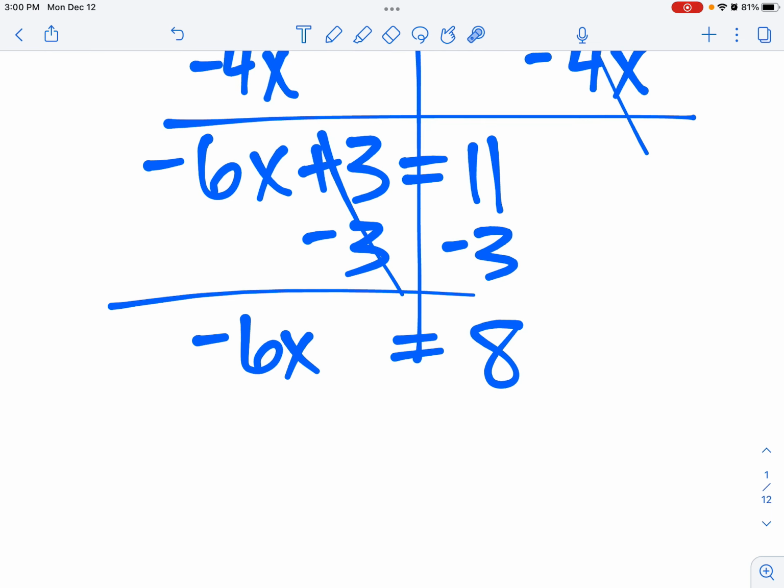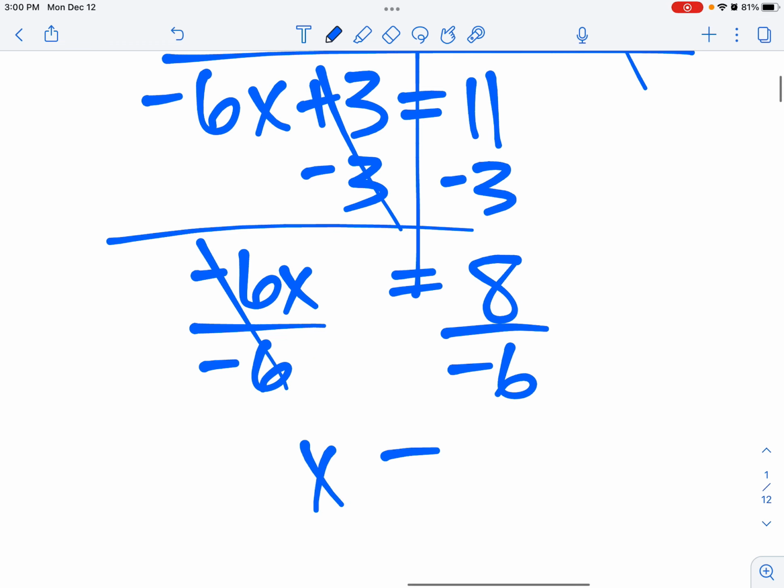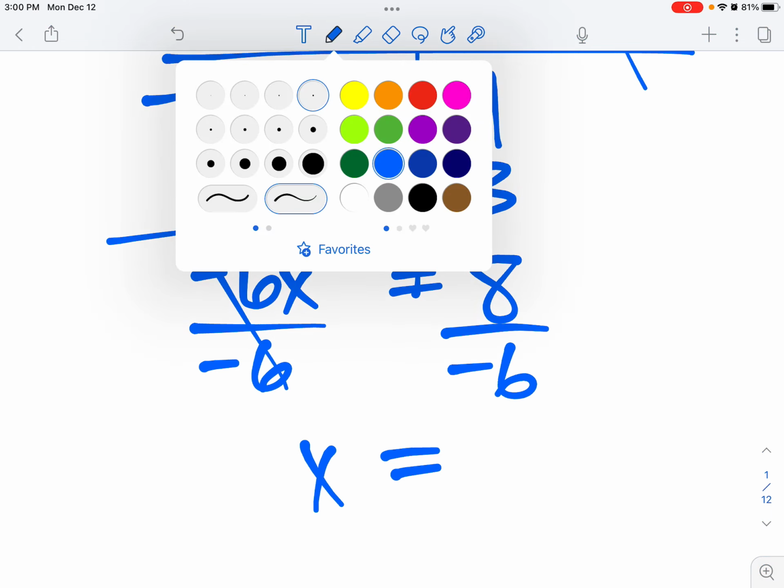Okay, now it's negative 6 times x, so the opposite of times is divide. Cancel that, and I have x equals 8 divided by 6. That does not divide evenly. You will have a calculator. I would say yes, it's okay to leave your answer like this, but I know that it's a multiple choice test, and I bet the answer choices are going to be reduced. So you probably won't see the answer choice of 8 over 6.